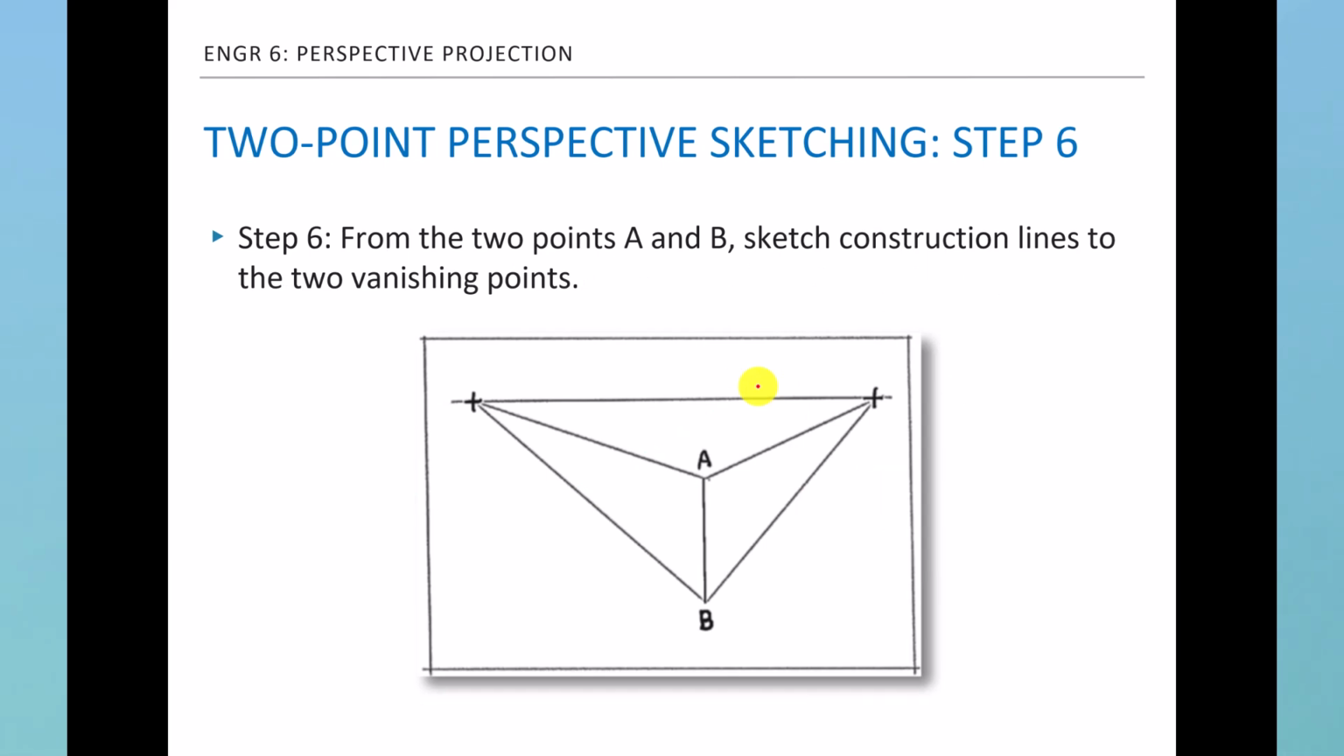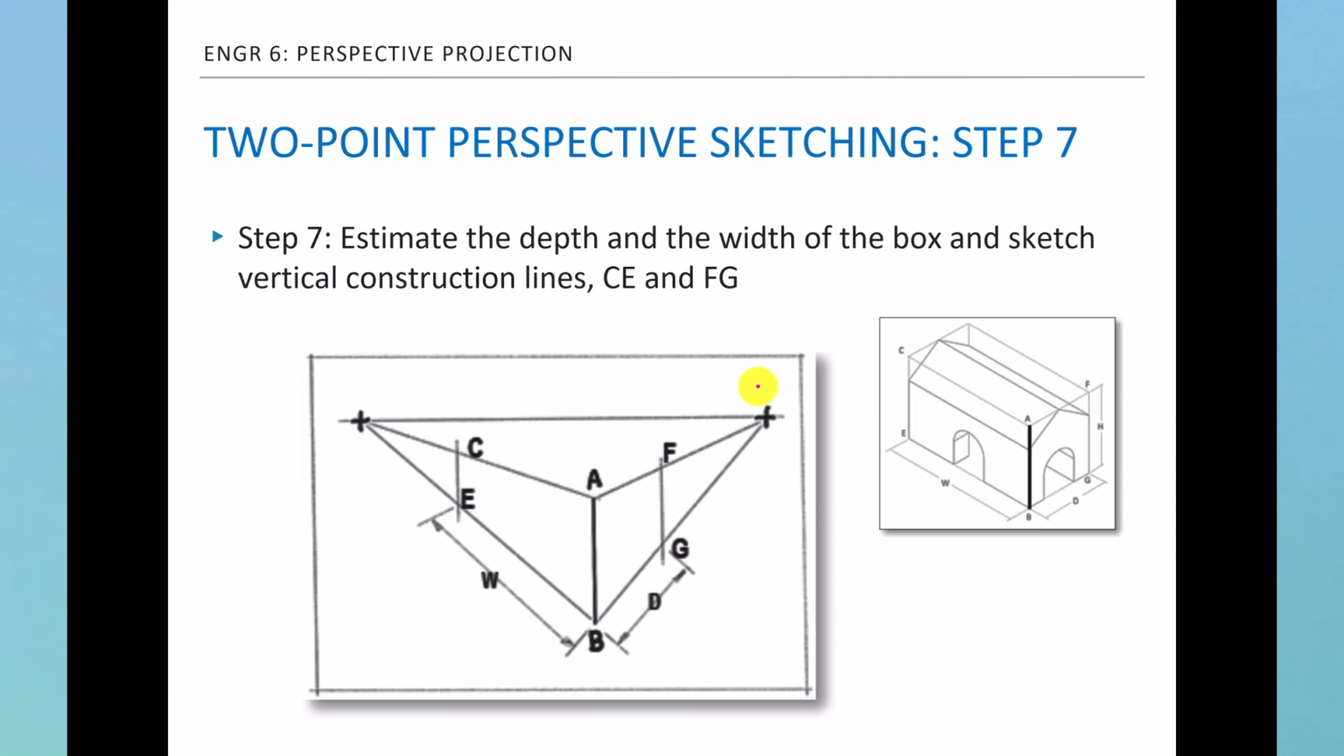Then we do the same here because we know the width of that. Again, there's a way you can estimate more accurately, but we're just going to eyeball it. We just draw this line CE, which is this. Any vertical line in the object will stay vertical, so we will just draw lines CE and FG as vertical lines. So that's going to be the width and the depth.